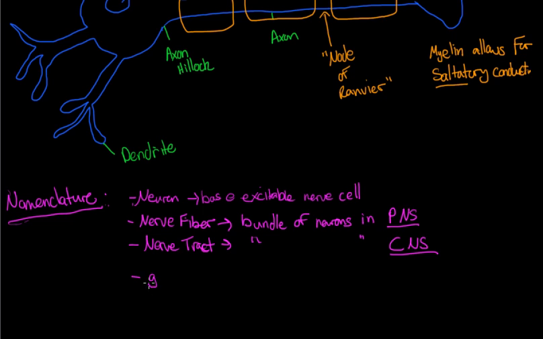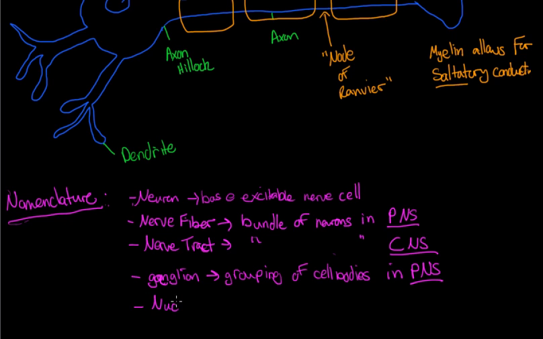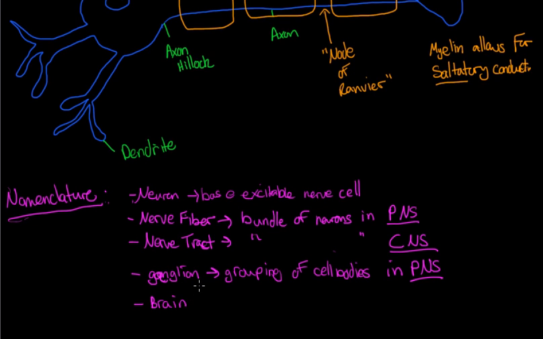The next thing is going to be a ganglion. Ganglion, that's an A. This is going to be a grouping of cell bodies in the PNS. And then we're going to have an analogous term called, let's see, for this we're calling it a brain nucleus, and sometimes it's just referred to as a nucleus, which is incredibly confusing, but we'll call it a brain nucleus for this situation.